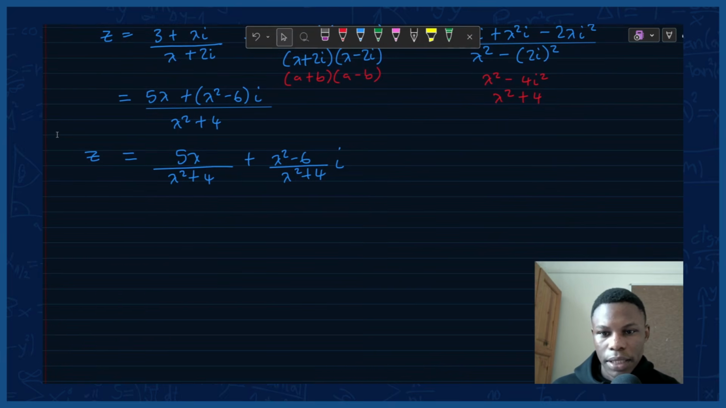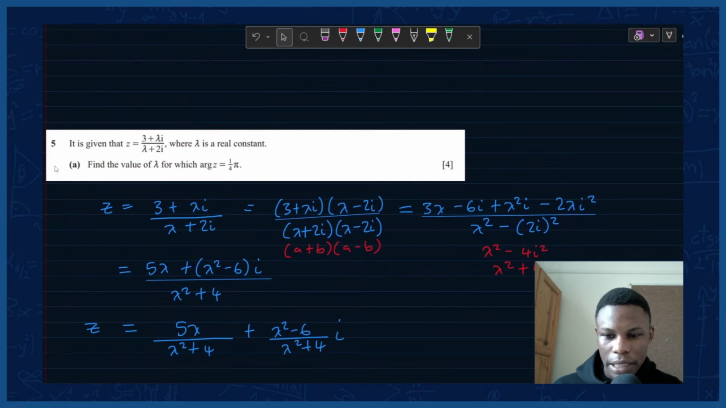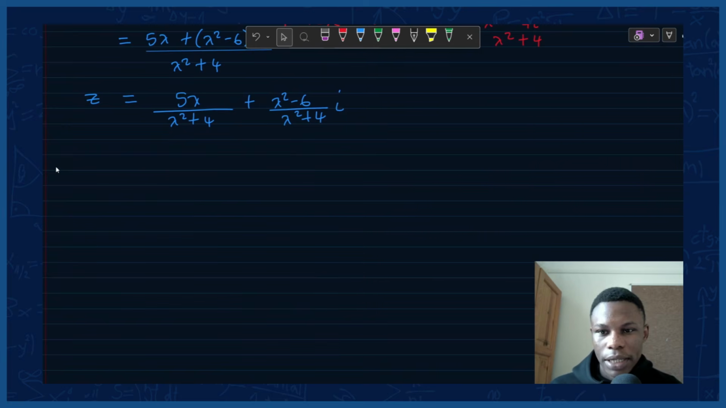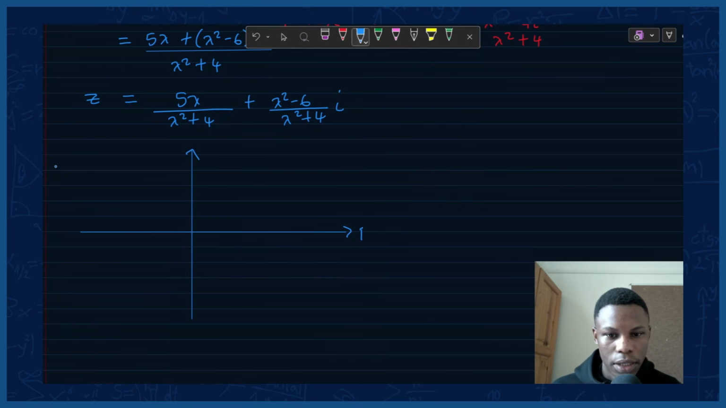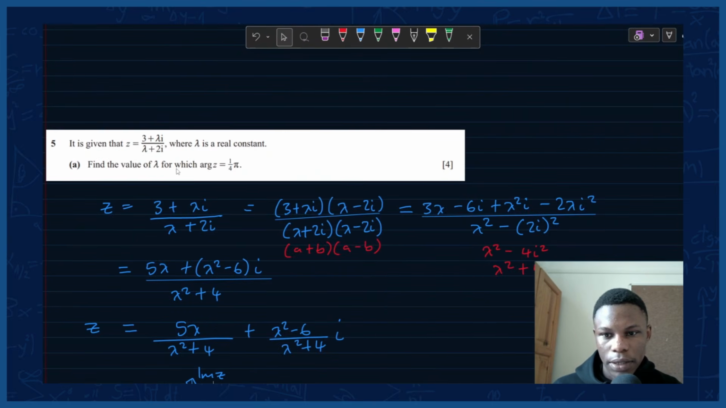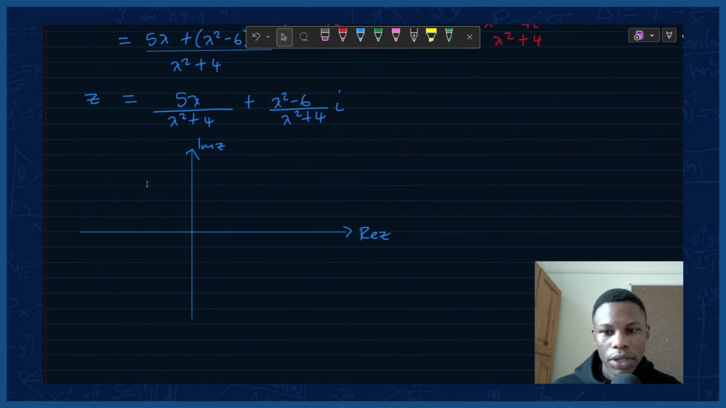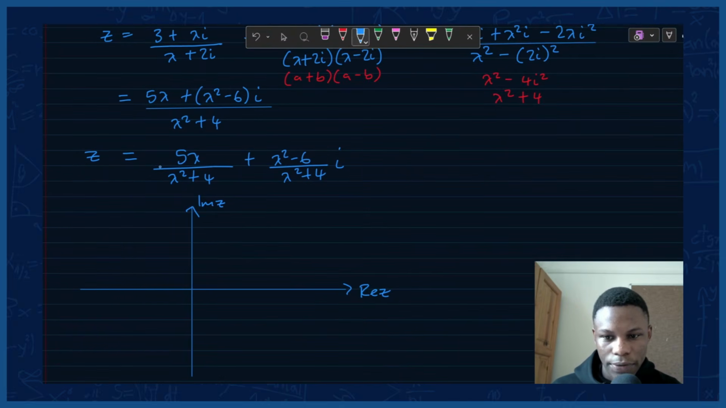If we are to calculate the argument of this, sketch it out. So we've got the real part of z, the imaginary part of z. Find the value of lambda for which arg z is pi over 4. So we've been told that arg z is pi over 4. So if I'm to draw out z, we need to draw out z such that arg z is pi over 4. Remember, the argument is the angle formed between the positive real axis and your complex number. So pi over 4 would be that angle over there. And this is z.